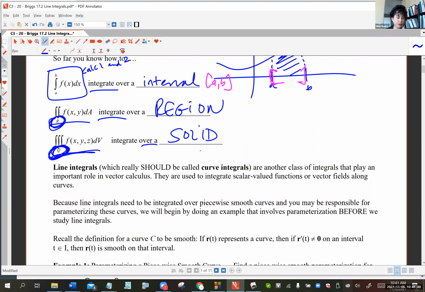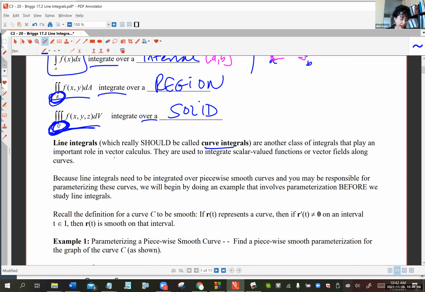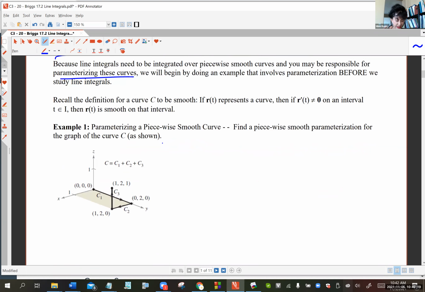So now we're going to do line integrals, which really should be called curve integrals, but you know, they just named it line integrals. I don't know. They're another class of integrals that are needed in vector calculus. Okay, and we're going to integrate scalar functions or vector fields along curves. That's what a line integral is. Now, because the line integrals are integrated over piecewise smooth curves, you may be responsible for parameterizing these curves. So let's look at a parameterization that's kind of cool.